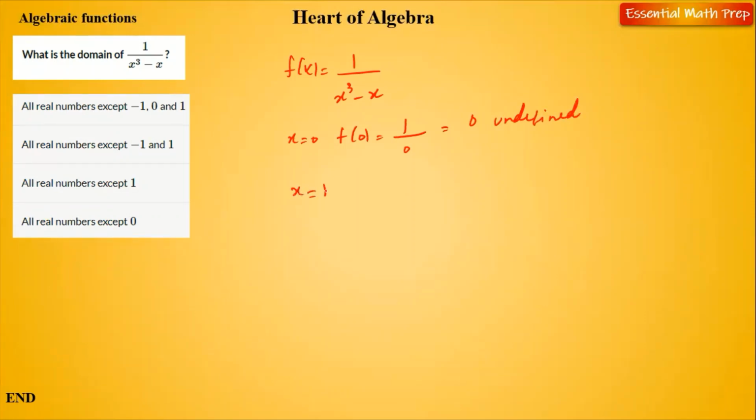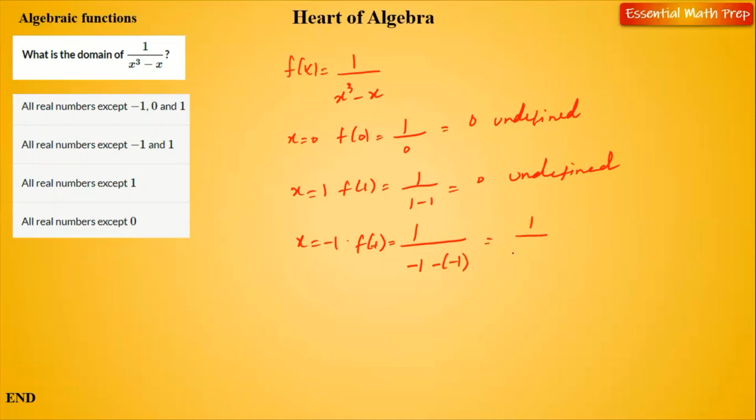x equals 1, f of 1 equals 1 over 1 minus 1, which is 1 over 0. Again, it's undefined. x equals -1, f of -1 equals 1 over -1 cubed minus -1, which is 1 over -1 plus 1, which is 1 over 0. Again, it's undefined. So x can be in the domain of the function f of x for all real numbers except -1, 0, and 1.